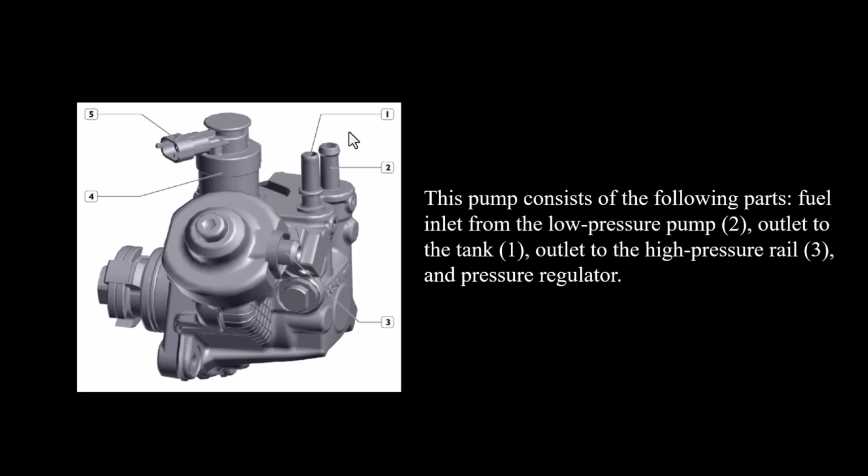The high pressure pump used in the engine under study is of the rotary or distributor type. As you can see in this picture, this pump consists of the following components: fuel inlet from the low pressure pump, outlet to the tank, outlet to the high pressure rail, and pressure regulator.